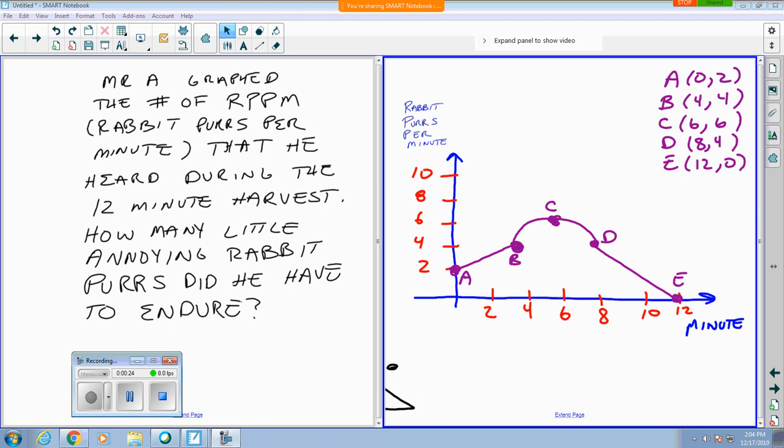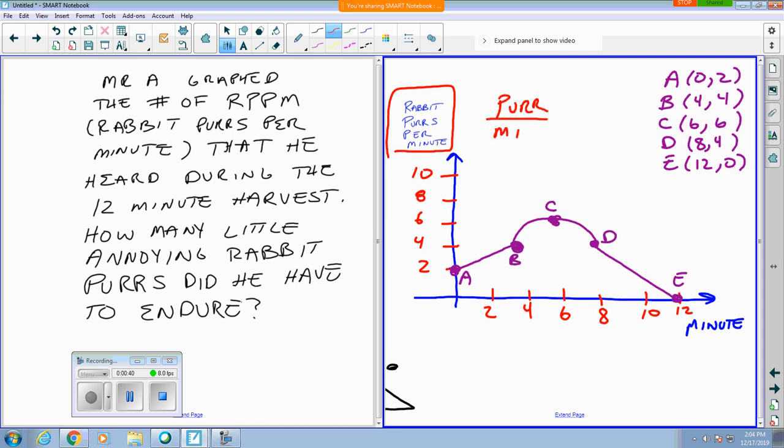All right. First of all, whether I ask for this or not, here's what you've got to catch on this graph. On the y-axis, I'm measuring rabbit purrs per minute. I'll just call it purrs per minute. On the x-axis, I'm measuring time in minutes. If you're preparing for the AP, sometimes the units don't match. I don't know why they do that, okay? And we notice that if you cancel them out, you get purrs.